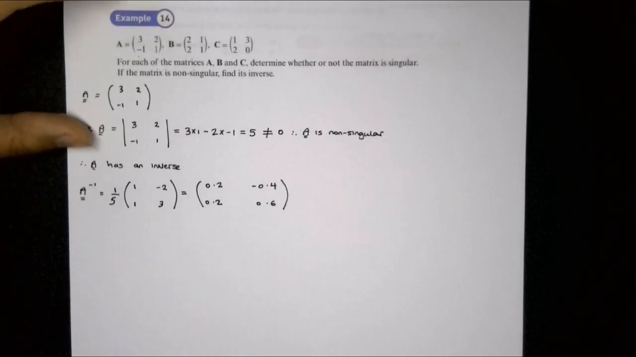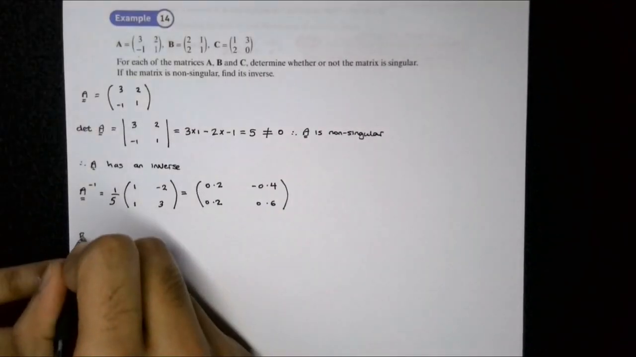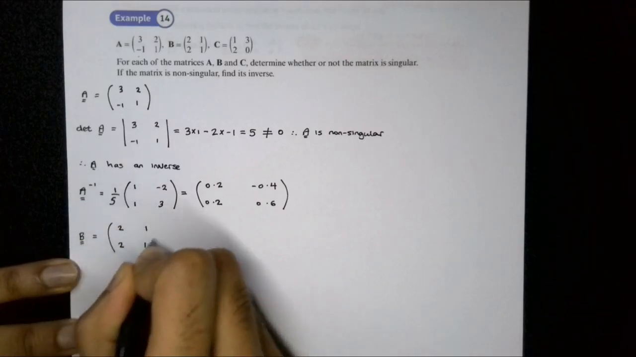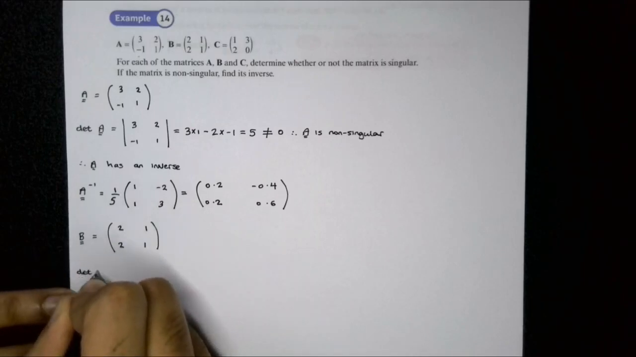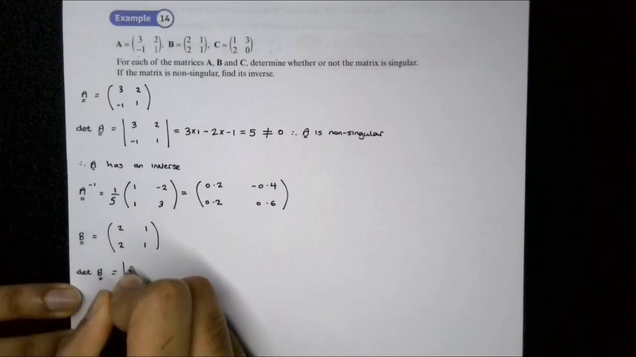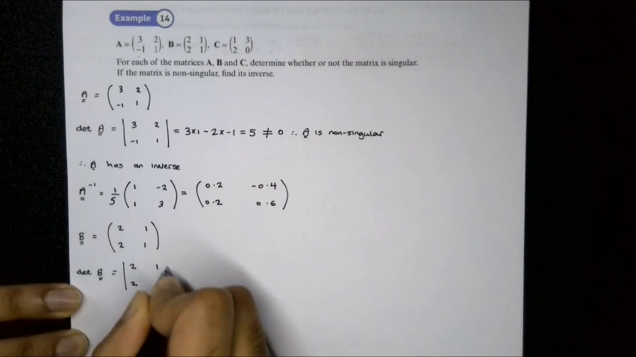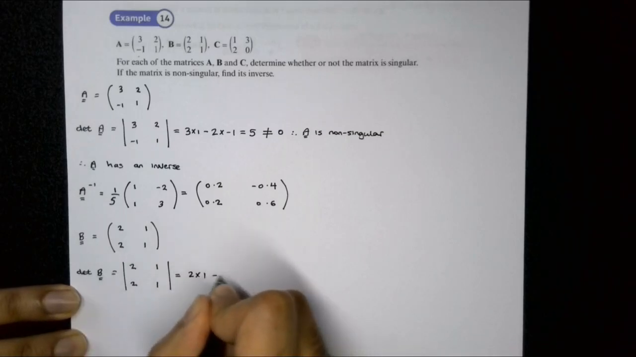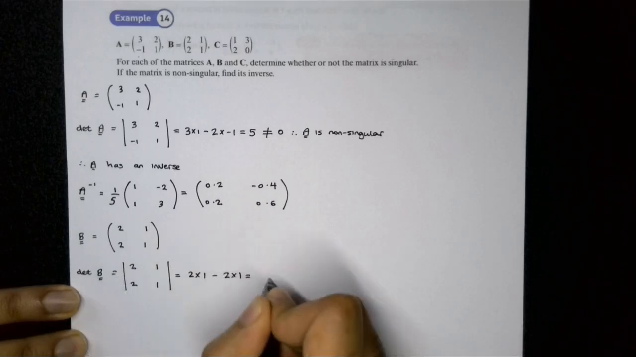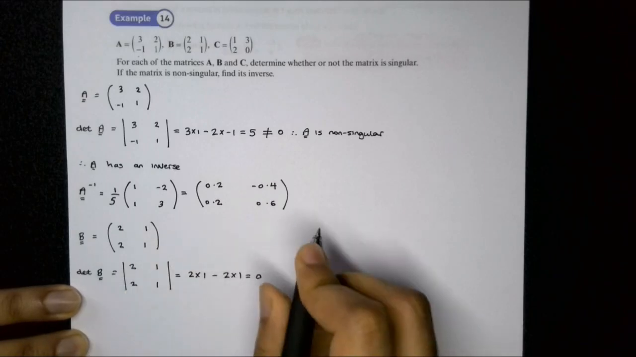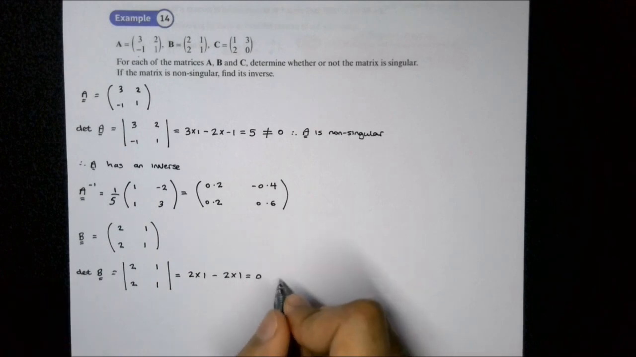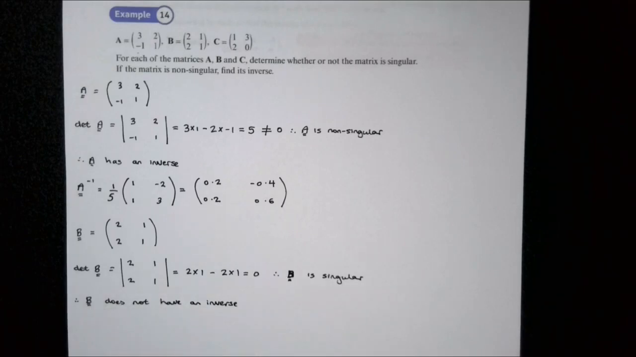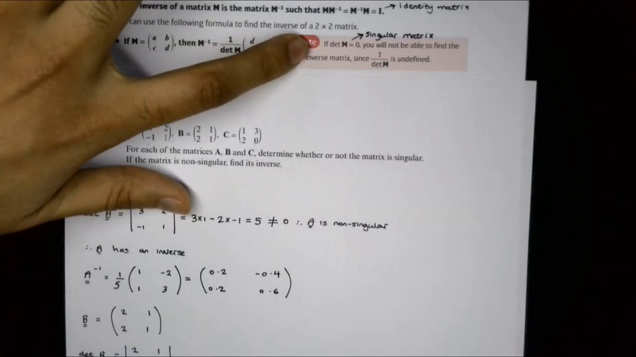Now, if we take a look at the matrix B, we know matrix B is equal to 2, 1, 2, 1. The determinant of B, we're finding the determinant of 2, 1, 2, 1. So working this out, we have 2 times 1 minus 2 times 1. 2 minus 2, that's 0. We can therefore conclude B is singular and therefore B does not have an inverse. And that is in line with what we discussed over here.